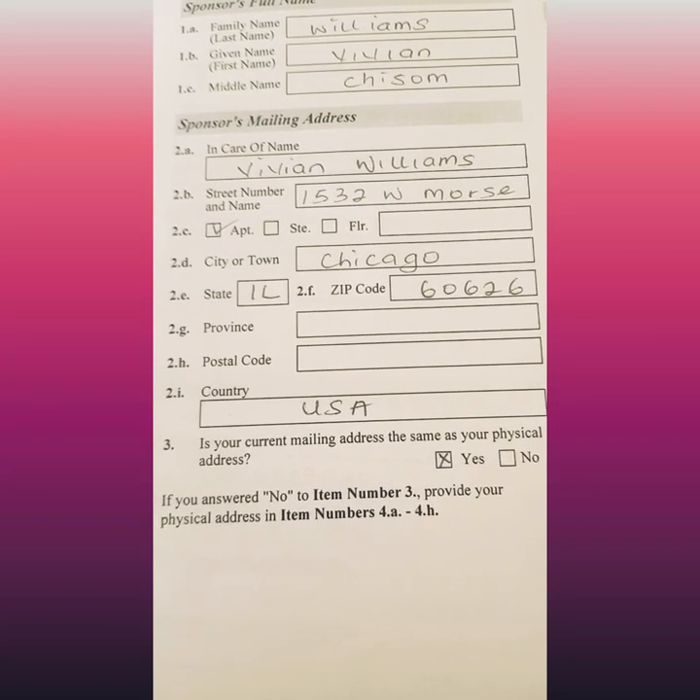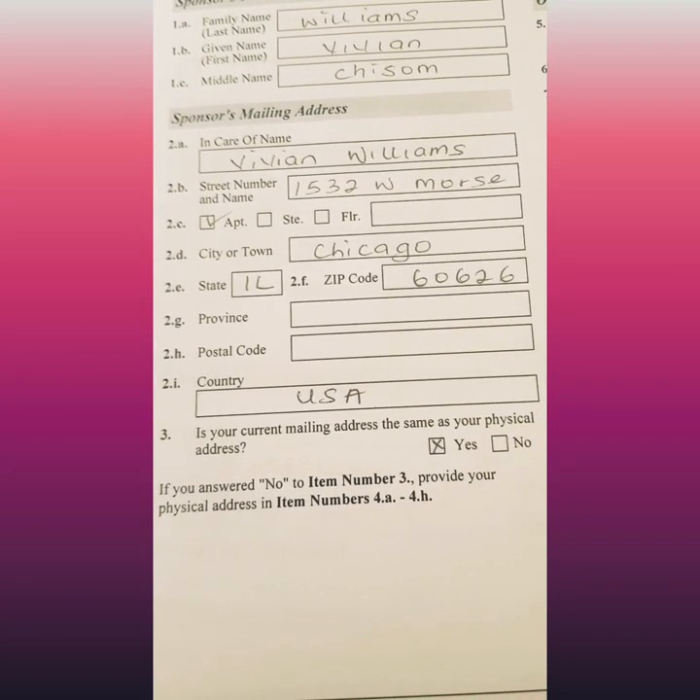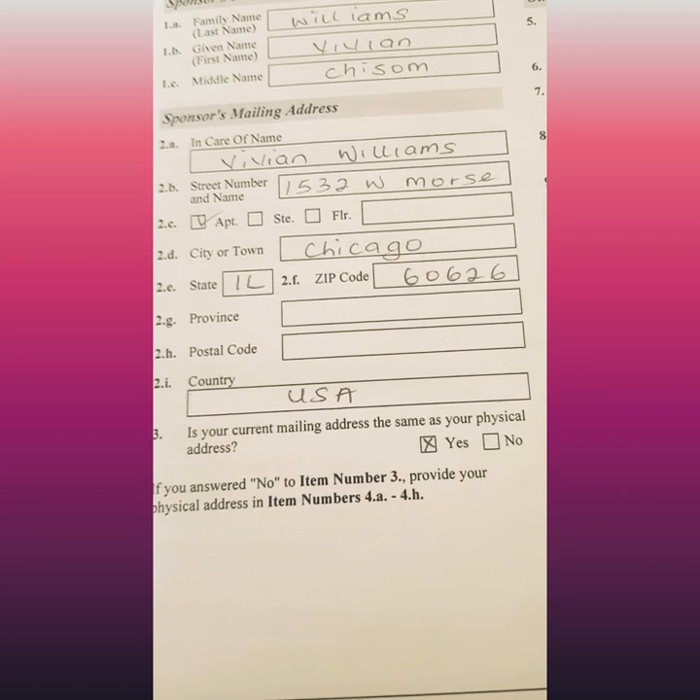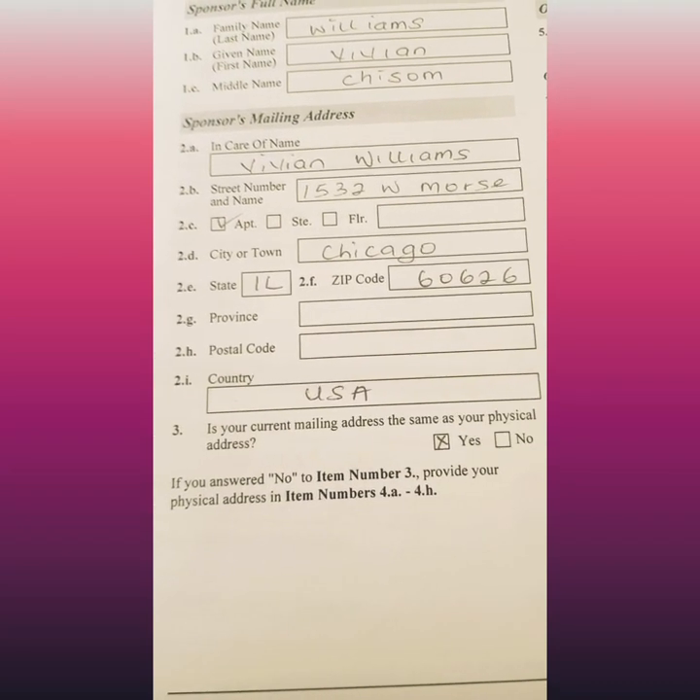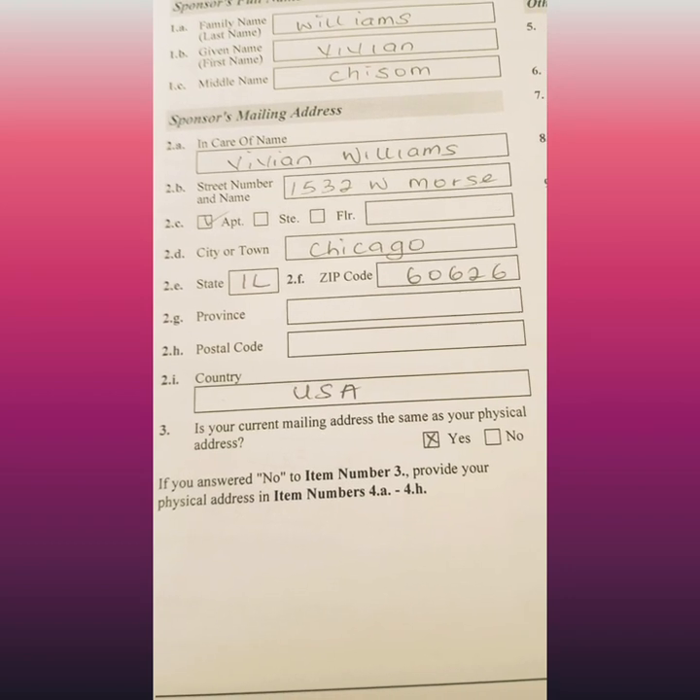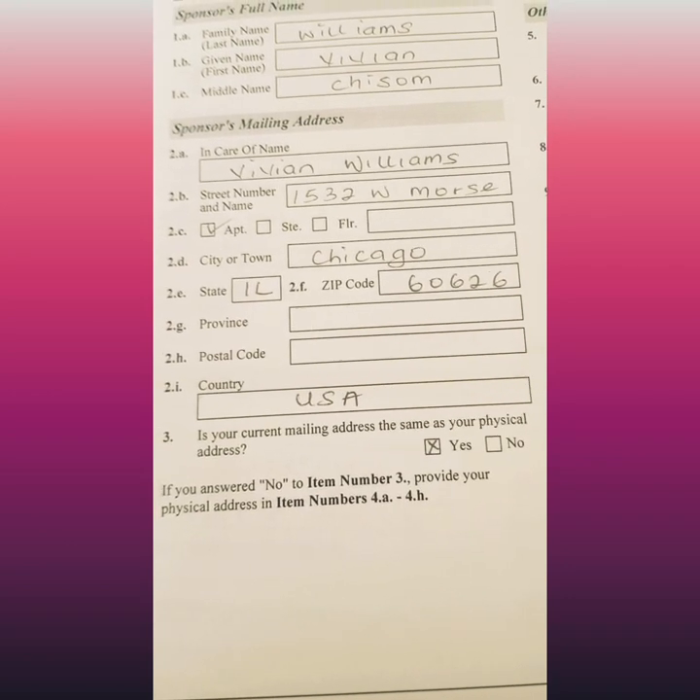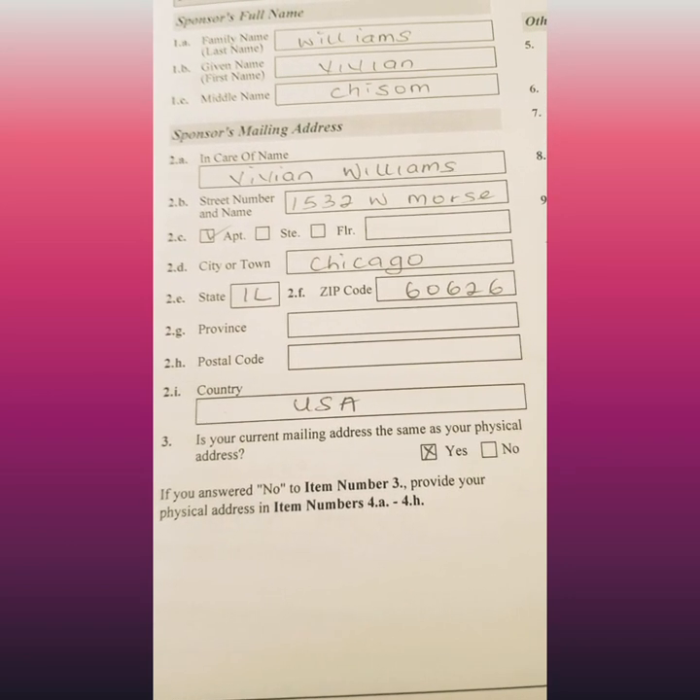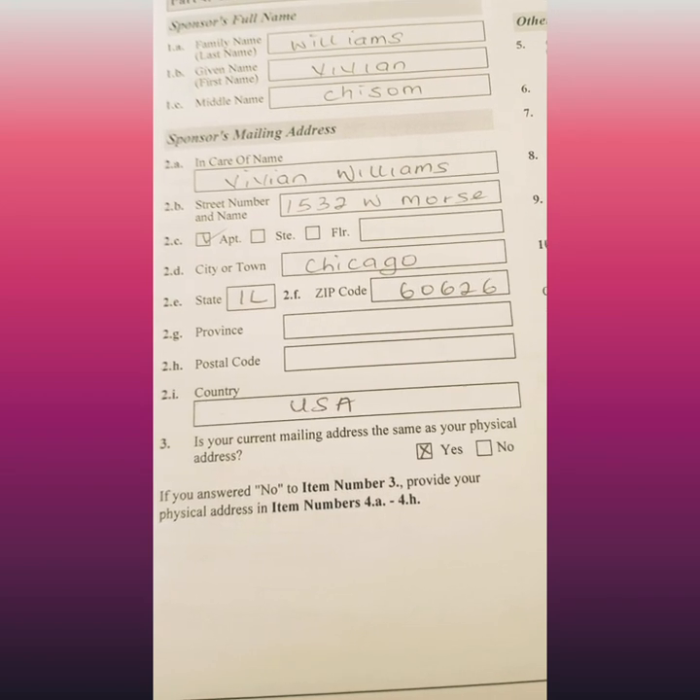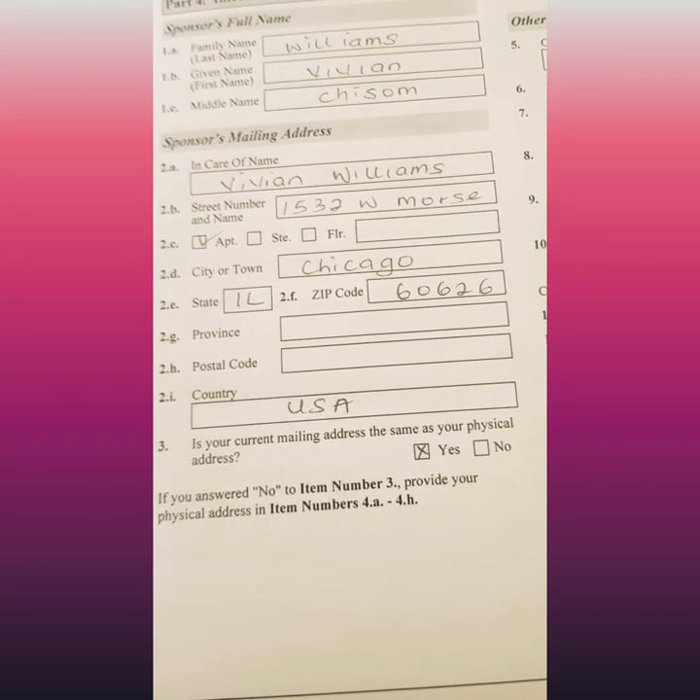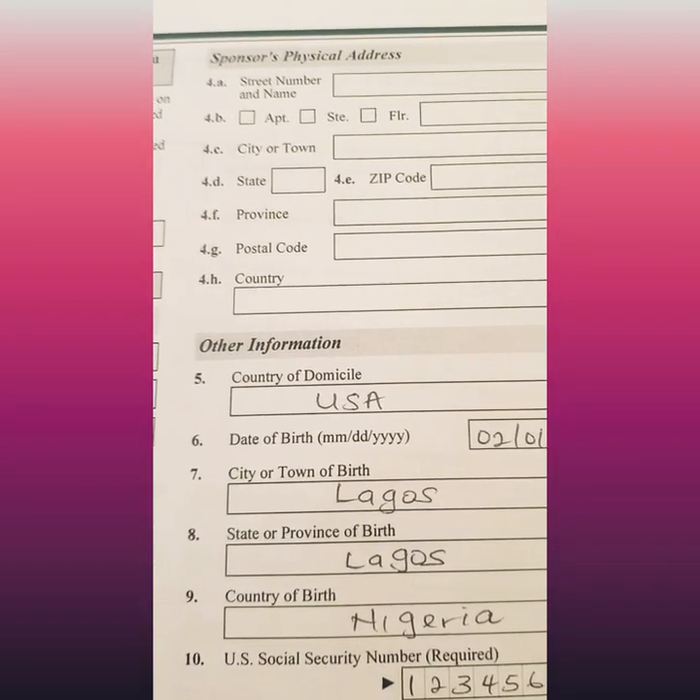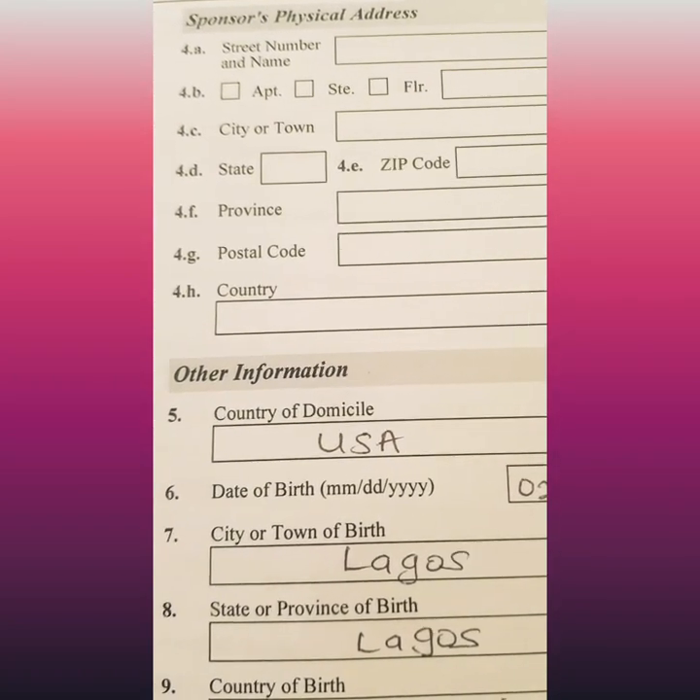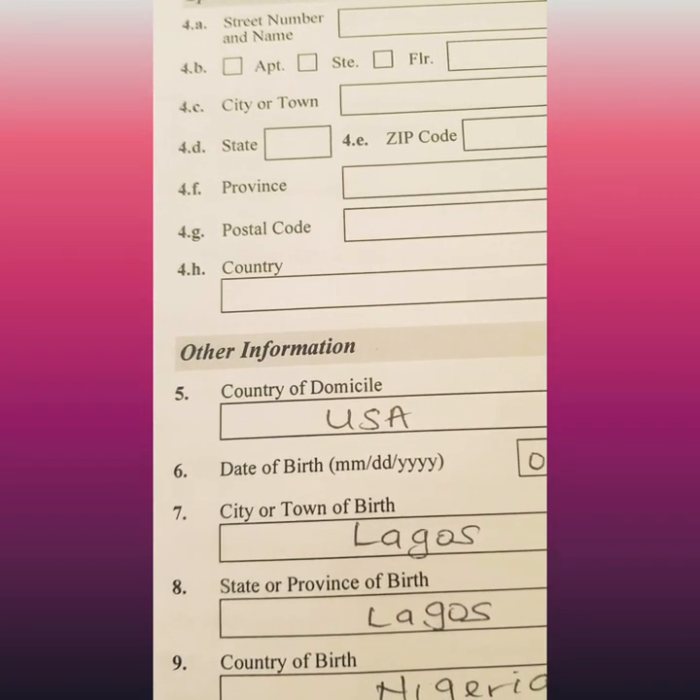Is your current mailing address the same as your physical address? Yes. So this person clicks yes. So they said, if you answer no to item number 3, provide your physical address in items 4A to 4H. That is this one right here. If you indicate no, then you complete 4A to 4H.